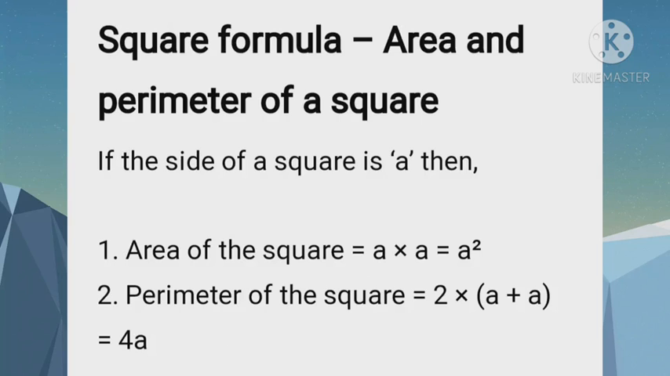Area of square is side into side, or you can say side square. Perimeter of square is equal to 2 into (a plus a), that means 4a. That means, in short, 4 into side. Perimeter of square is 4 into side, and area of square is side square.